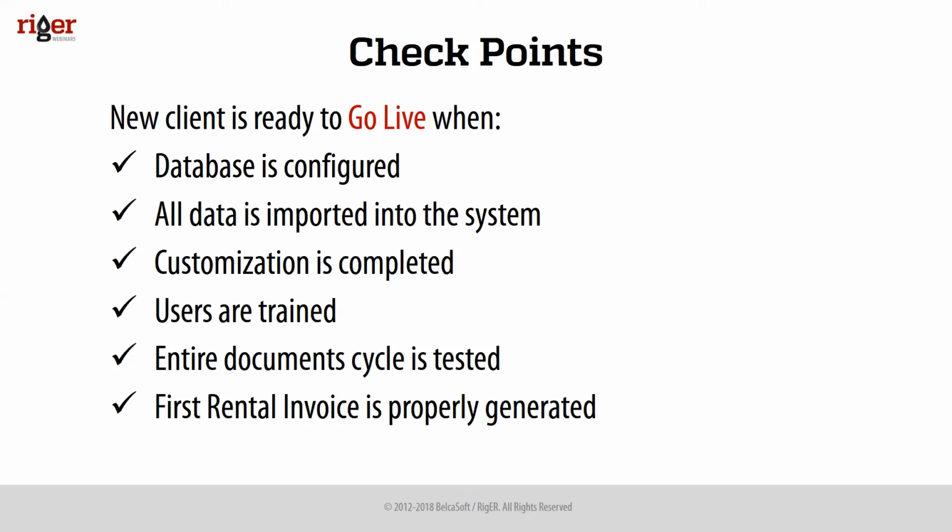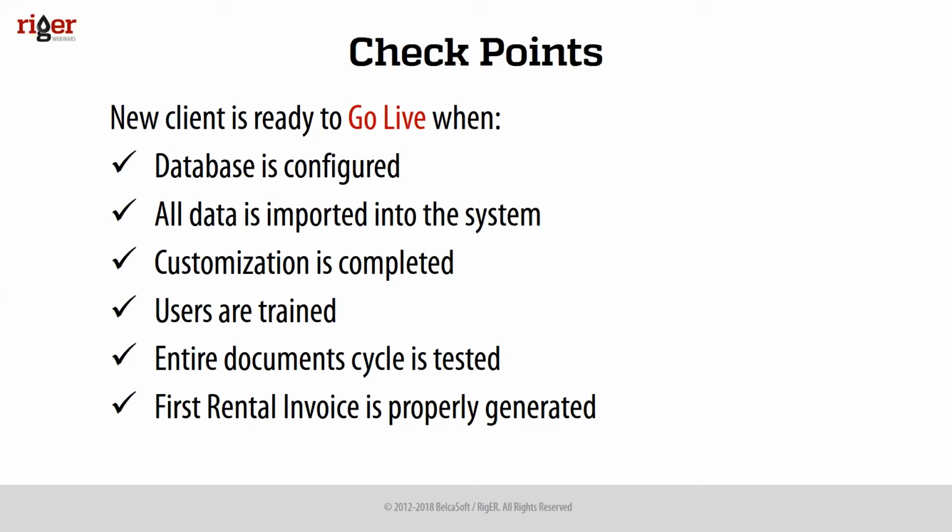And the final step in this checklist and checkpoints process: we make sure that the first rental invoice is properly generated in the system and exported to the accounting software, if the integration with the accounting software was requested. But the very final step is just to check that the rental invoice is correct, accurate, and timely generated. So we make sure that we can bill our customers and the clients of our customers with properly generated invoices.